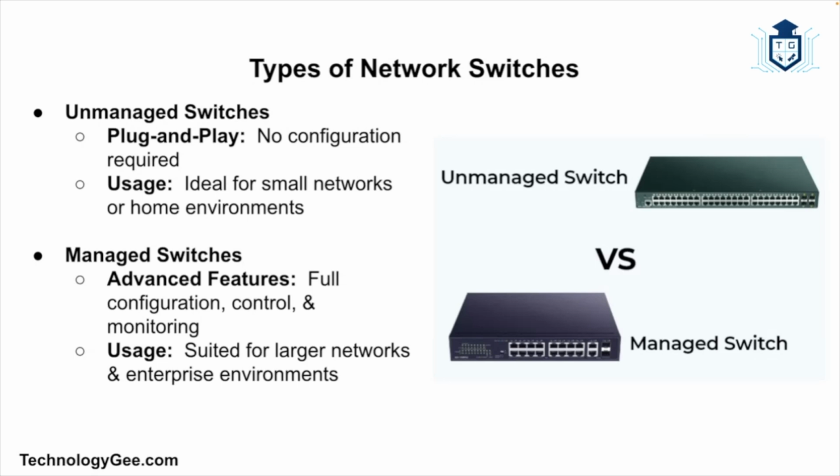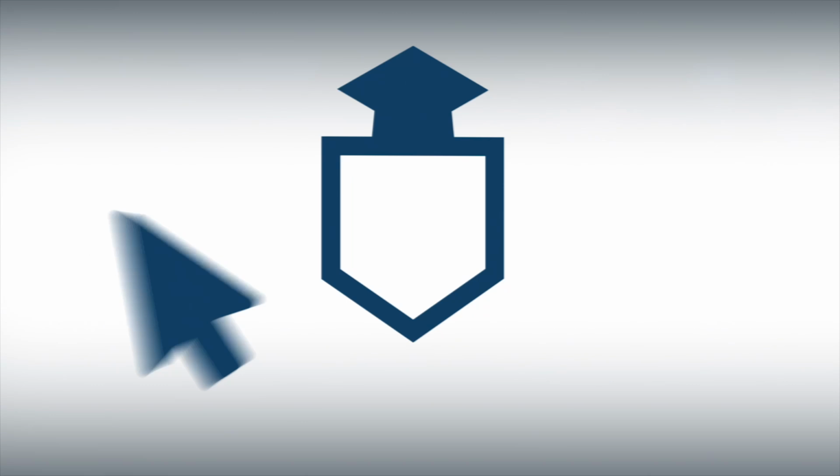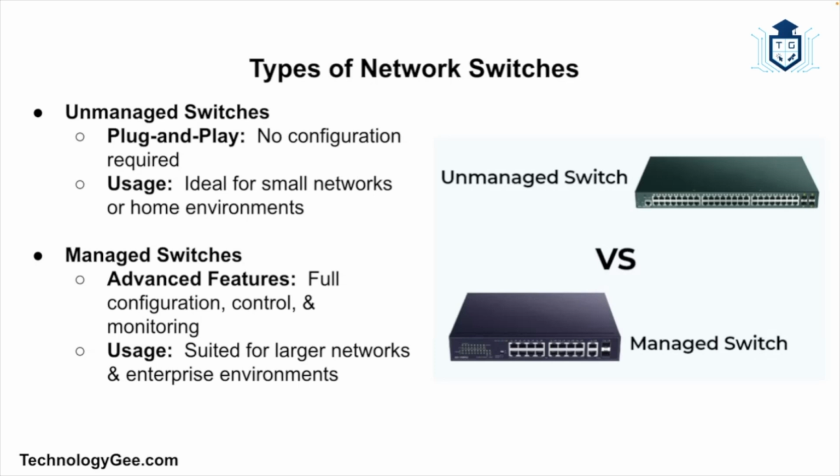All right, so let's go ahead and talk about the different types of network switches. Network switches come in various types, each designed to meet different networking needs. So here are some common types of network switches. The first is called an unmanaged switch. Unmanaged switches are simple plug and play devices with no configuration options. And they are typically used in small networks or home environments where advanced features are not required.